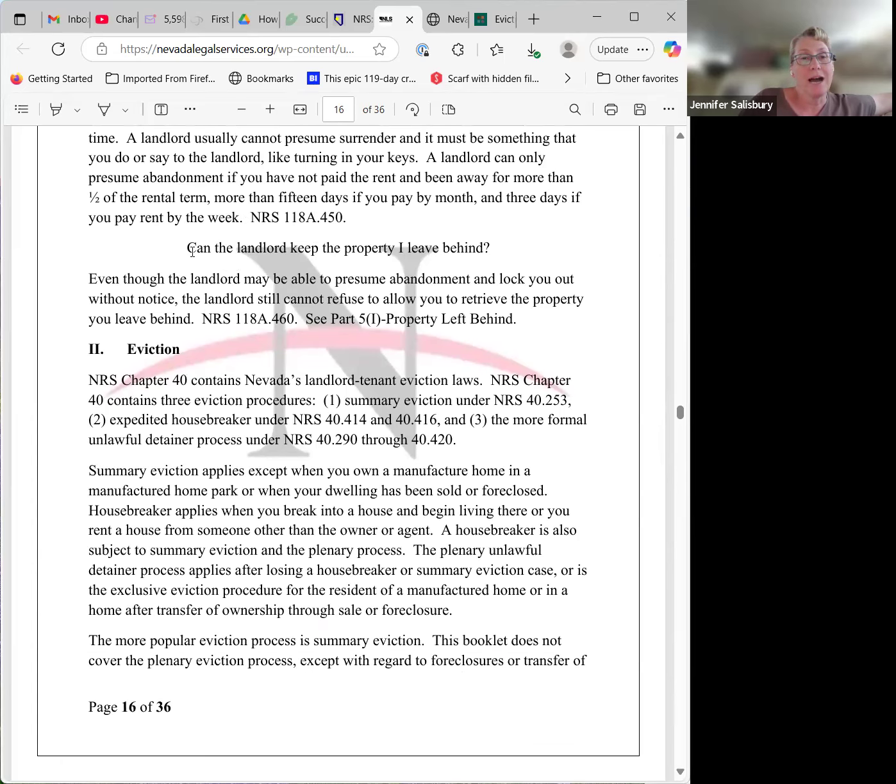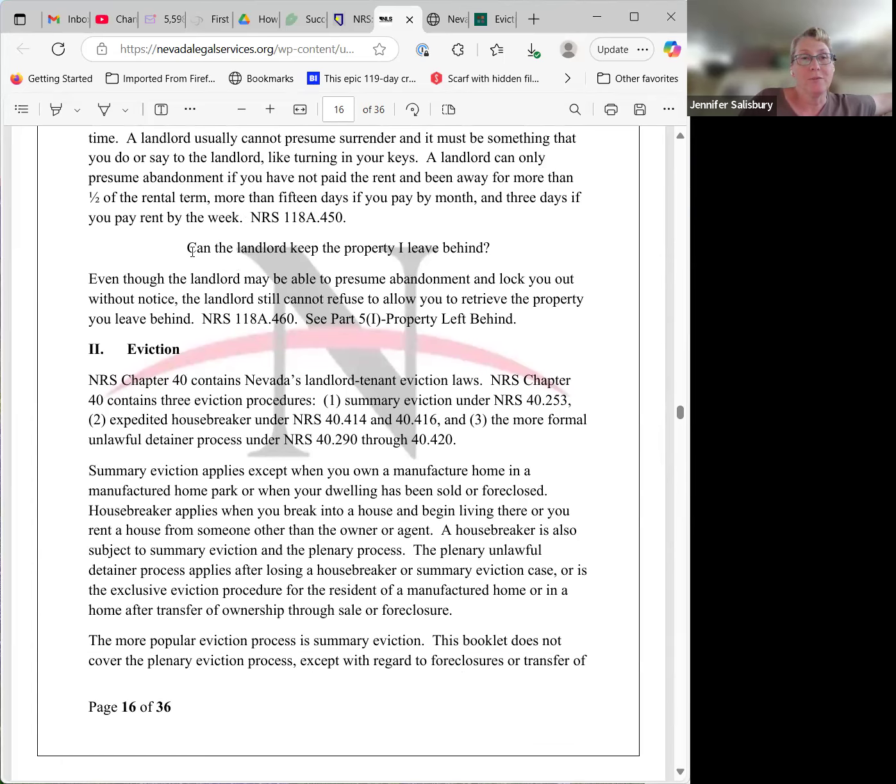Can the landlord keep the property I leave behind? Even though the landlord may be able to presume abandonment and lock you out without notice, the landlord can still not refuse to allow you to retrieve your property you left behind. So if someone, let's say, gets hurt and gets put in the hospital and there's no way to let the landlord know, and they lock the place because rent hasn't been paid and they've been gone for more than 2 weeks now. So then the question becomes, how on earth can you get your property back? So we'll get into abandoned items here in a moment.